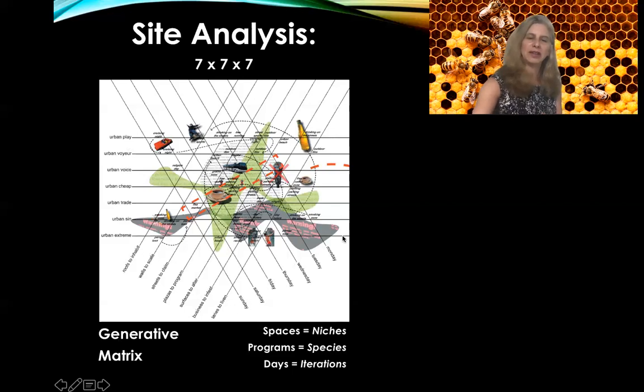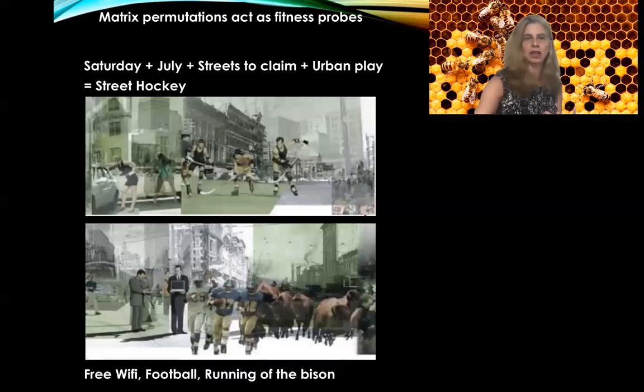This matrix, and then this matrix. This was the days of the week: Monday, Tuesday, Wednesday, Thursday, Friday, Saturday, Sunday. So 7 days of the week. The spaces here are niches. The programs here are different species of things. And the days over here are iterations. Let's start to cross them and see what happens, speculatively, not literally. What would happen if you cross these? So we activate some permutations, and these matrix permutations act as fitness probes.